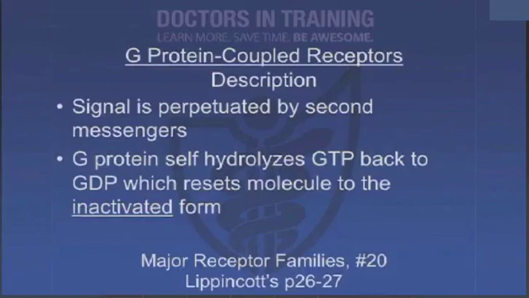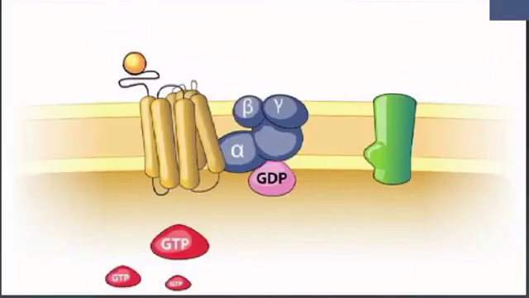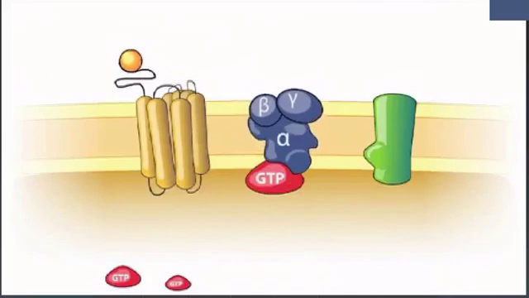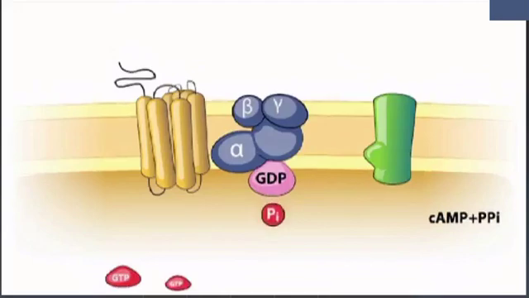And this signal is perpetuated downstream by what we call second messengers, which is whatever that activated enzyme is going to produce. And then those second messengers can go on and regulate other enzymes and so forth. Now, eventually, that G protein is going to self-hydrolyze the GTP back to GDP, and that sort of resets the molecule so that it's going to go back to its inactivated form and be linked back up to the original receptor peptide. So here we see an animation of the ligand binding to the receptor, and that causes a conformational change in the G protein, which then goes over and binds to another enzyme to produce its effects.